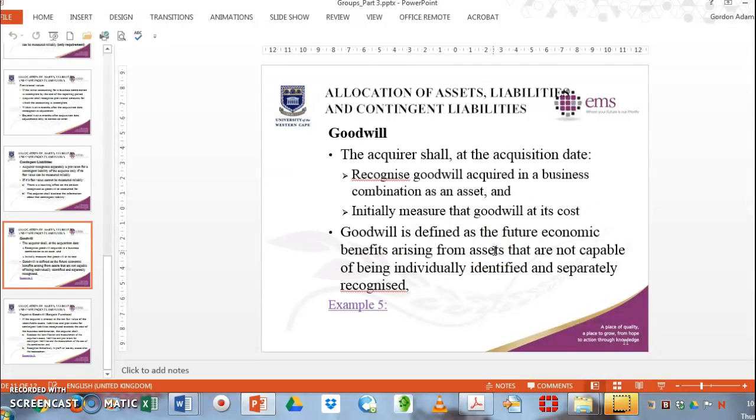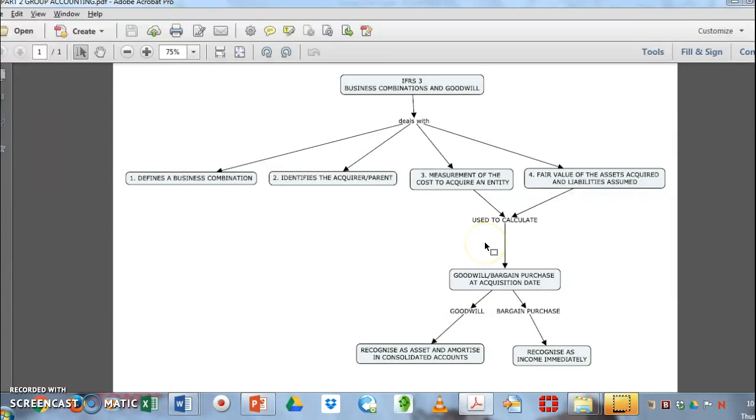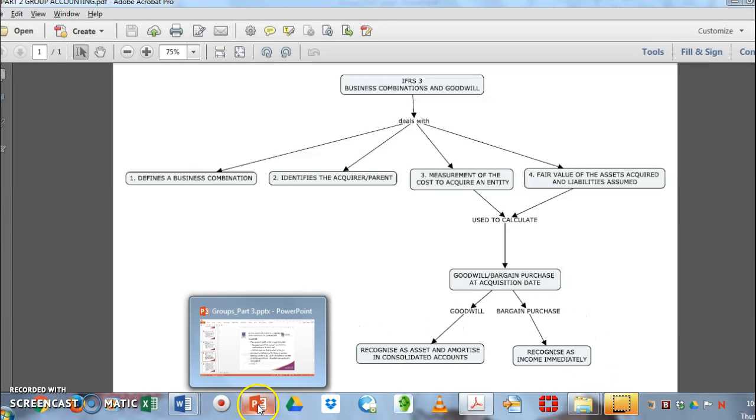We'll get to goodwill. We spoke briefly earlier about goodwill in our conceptual framework mapping. We spoke about measuring the cost of the acquiring entity and then measuring the fair value of the assets acquired by the parent. And we said these two amounts are used to calculate the goodwill or the bargain purchase at the date of acquisition. We further said that goodwill should be recognized as an asset in the consolidated financial statements and the bargain purchase should be recognized as income immediately at the date of acquisition.